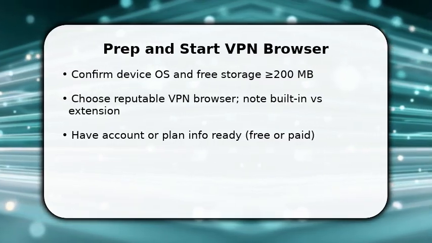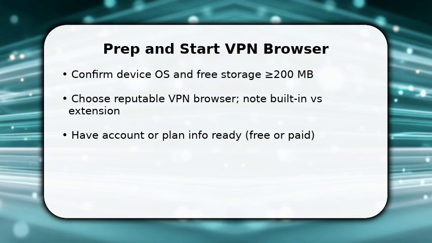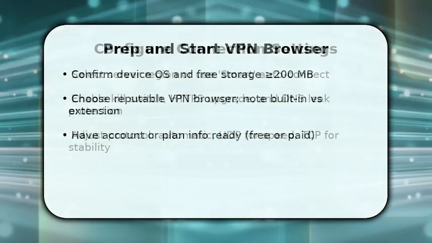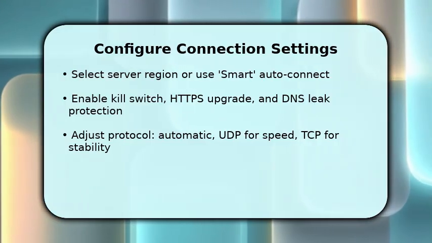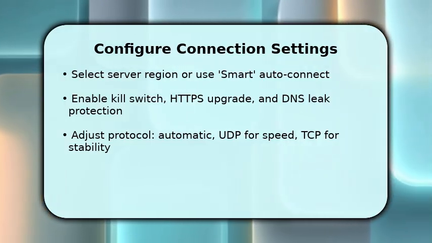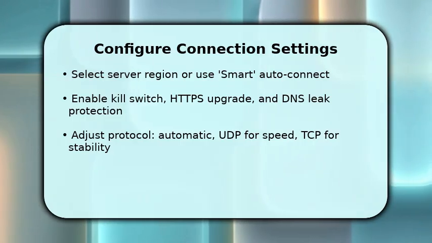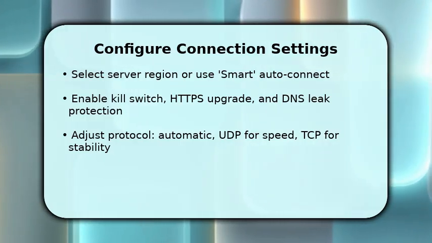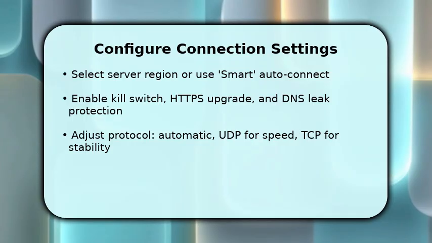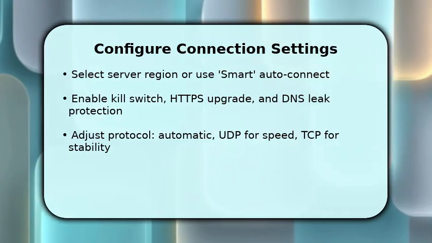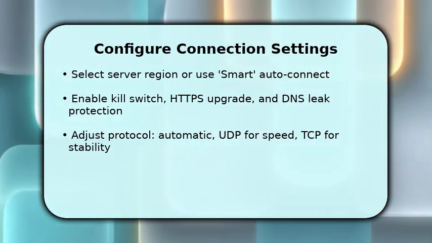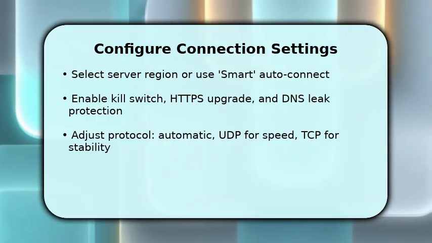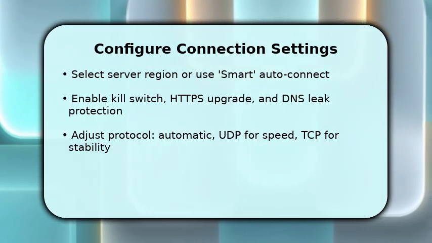You now configure the browser's VPN features. First, pick a server region or use the Smart Auto Connect that balances speed and access. Next, enable critical protections like the kill switch, DNS leak protection, and automatic HTTPS upgrade to secure traffic. Then choose a protocol. Automatic is fine, UDP is faster, TCP is more stable, so adjust based on your needs. Make sure to save settings and perform a quick test.